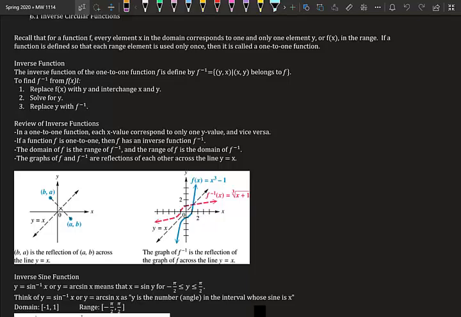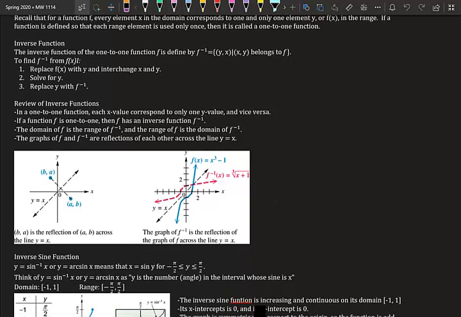Inverse function. The inverse function of a one-to-one function f is defined by, so what this is saying is that you switch your x and your y. Meaning you replace f of x with y and interchange x and y, solve for y, replace y with our implicit form of an inverse. You can read more about inverses, I'm sure you remember them, but if not, there's more information here for you.